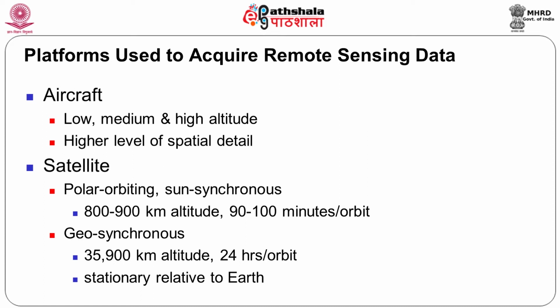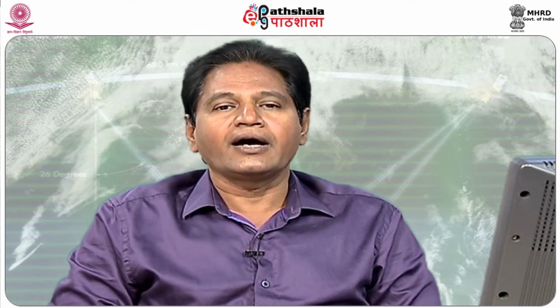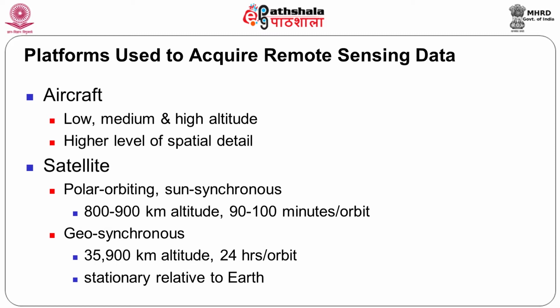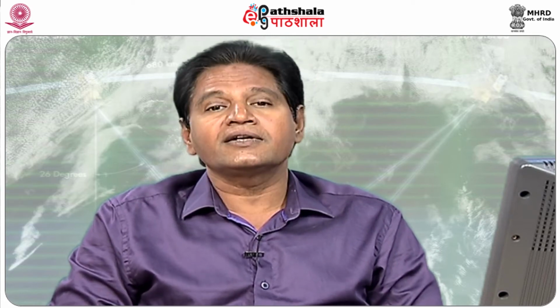For satellites, there are two important types: polar orbiting satellites and geostationary satellites. As the name indicates, polar orbiting satellites go around from one pole to another, from the north pole to the south pole, around the earth surface. That is one type of satellite. The other type is the geosynchronous satellite. As the name indicates, it synchronizes with the speed of the earth and is always looking at a specific location. Whereas in the first case, the sun synchronous satellites normally go around the earth surface and see various parts of the earth at a given time.